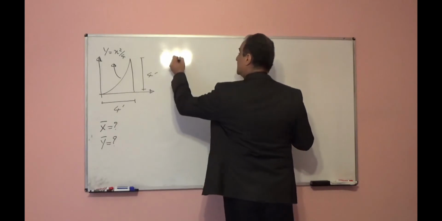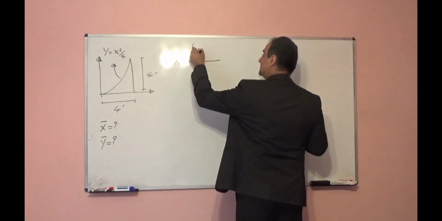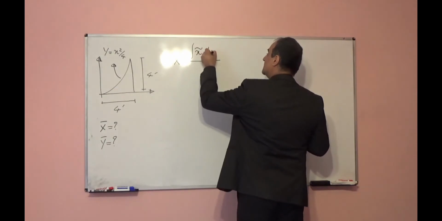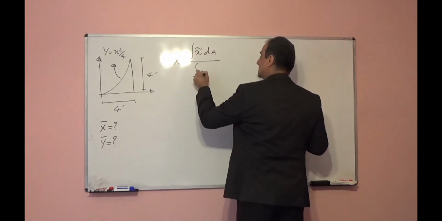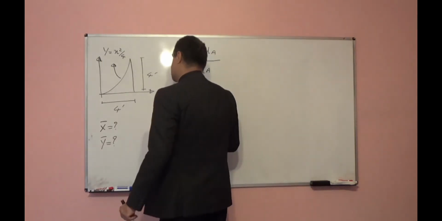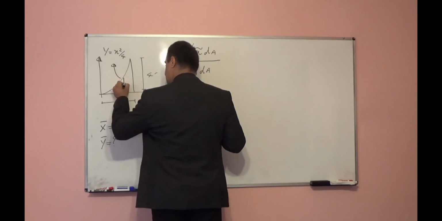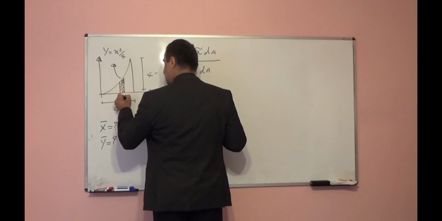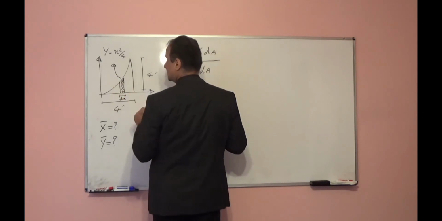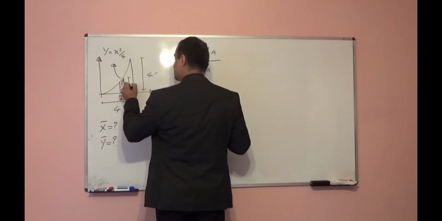And I know x bar, I proved it, is equal to integration of x tilde dA divided by integration of dA. Let's say I will assume one small element. This element's dimension in the x direction is dx. In the y direction it is y.